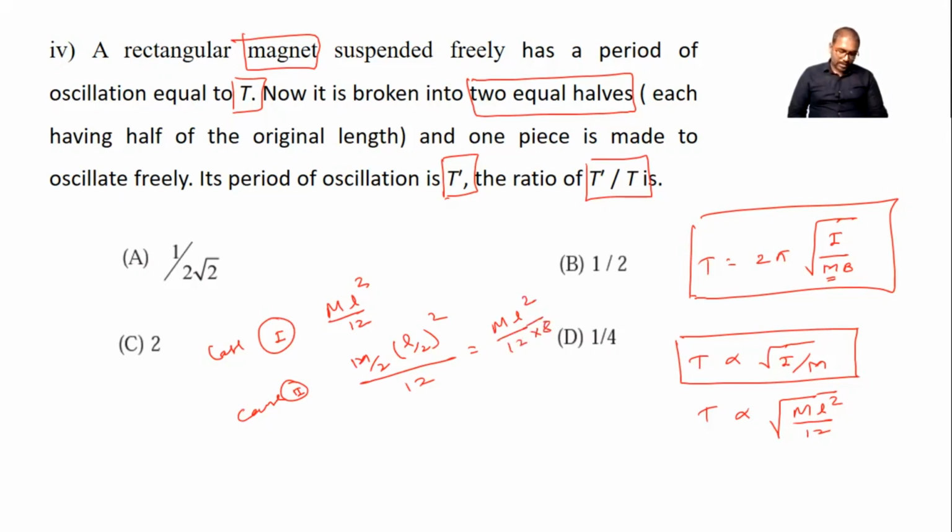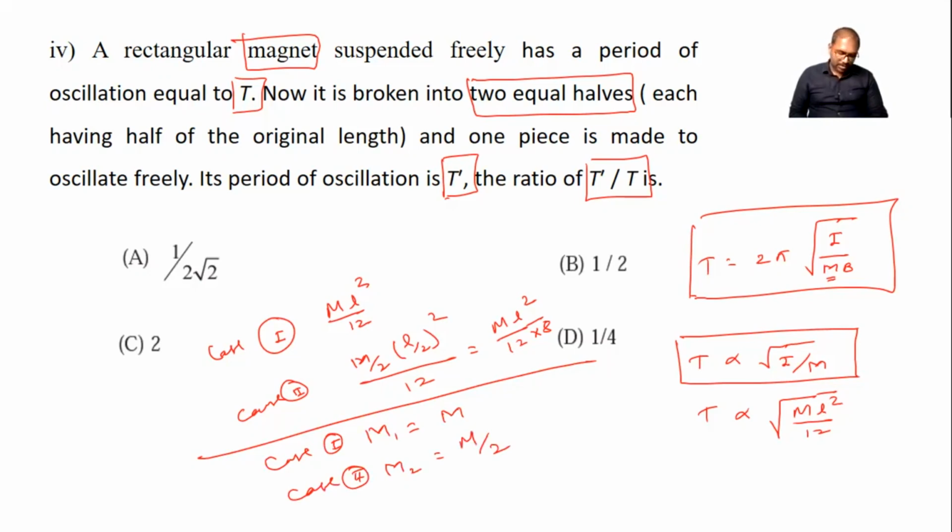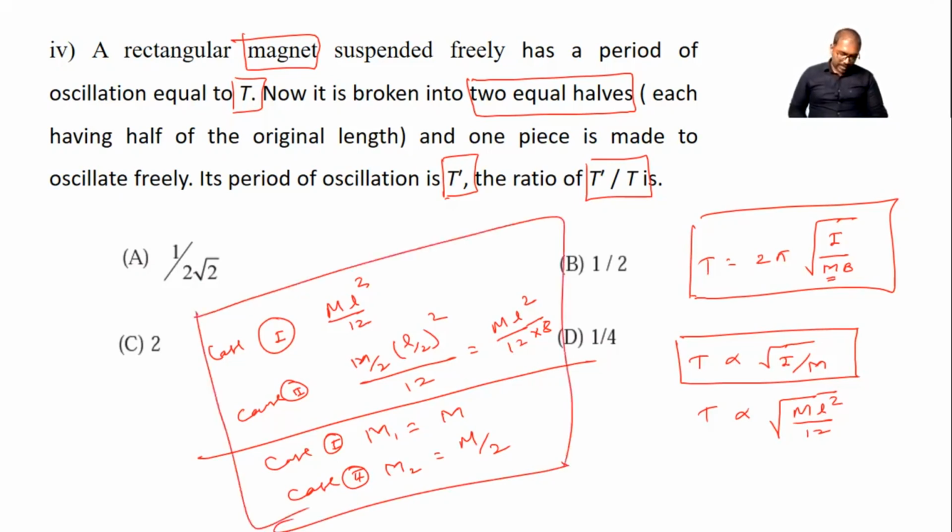Now similarly for the dipole moment. In case 1, the dipole moment, capital M, or we can use mu also, is M. In case 2, the dipole moment is M by 2, because the length is reduced to half. Now we have to substitute these things in the formula. So let's see what we get after substitution.